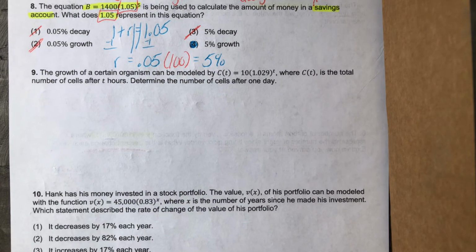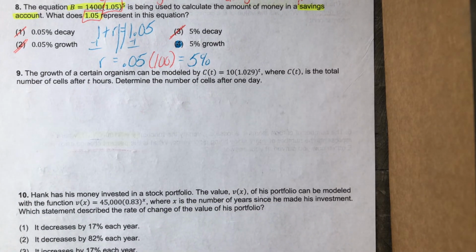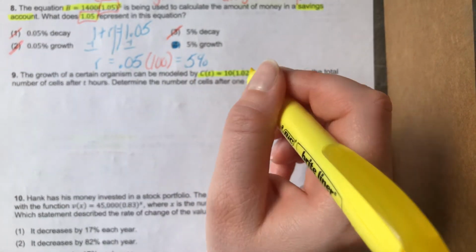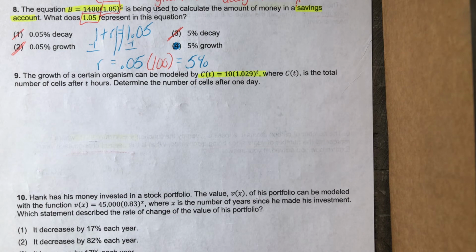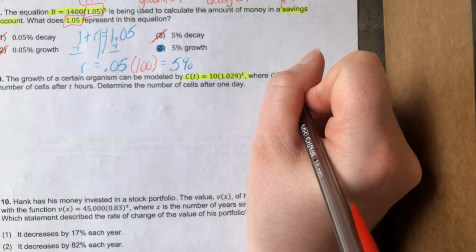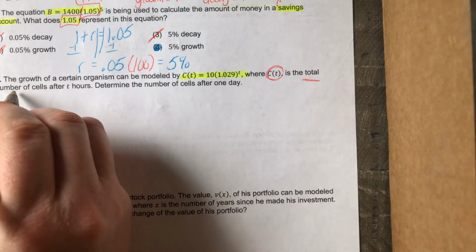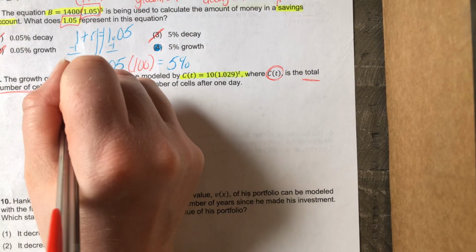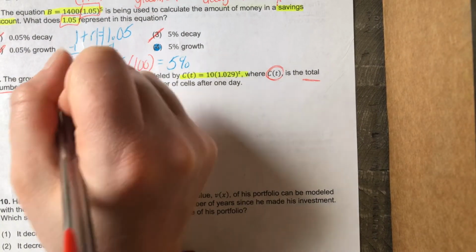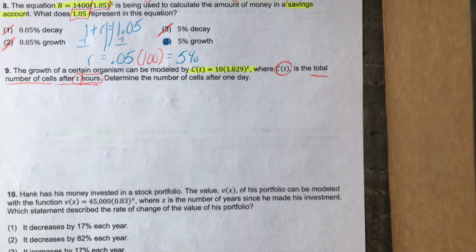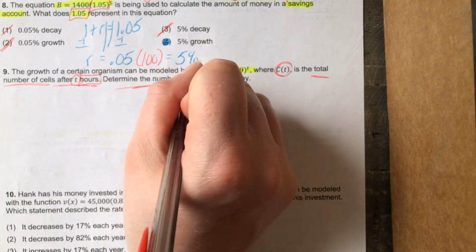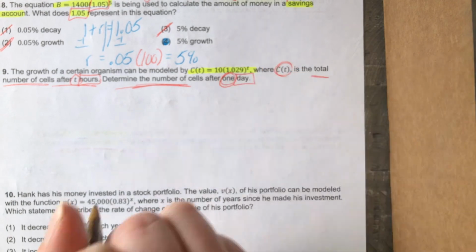Okay, number 9. It says the growth of a certain organism can be modeled by that formula C of T equals. And then they're telling you that C of T is the total number of cells after T hours. So I'm going to go back before we move on and just highlight what's important here. So they're giving me the formula, which is good. That function, I want to highlight it. And then they're also telling me that C of T is the total number of cells after T hours. So T is another variable. I'm going to circle that, and I know it's in hours. Question says determine the number of cells after 1 day.